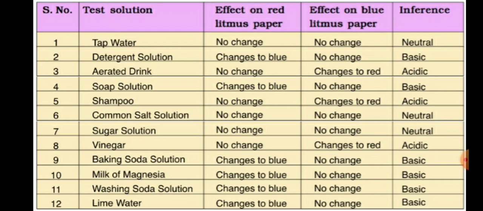Clear, students? So I hope this table is clear to you. It was just some different kinds of solutions that were given to you, and how to tell whether a substance is acidic or basic with the help of litmus paper. Okay.